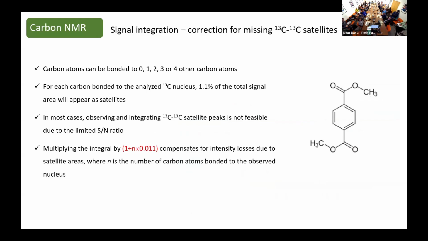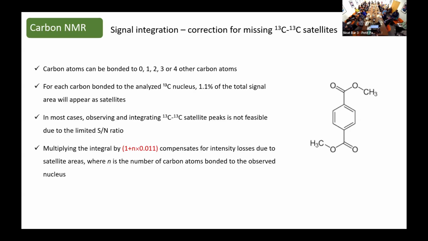Now about the integration. When we are doing proton NMR, every proton will be bonded to one carbon in all the cases. Usually we won't use a proton bonded to a nitrogen, for example, for qNMR. For carbon, we can have a carbon that is not bonded to any other carbon. We can have a carbon bonded to 1. We can have a carbon bonded to 3 or to 2 or even 4.